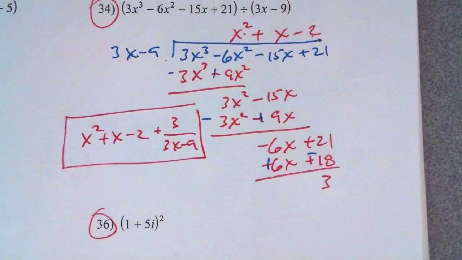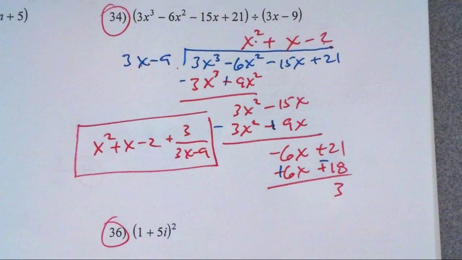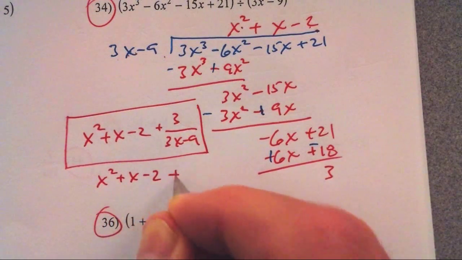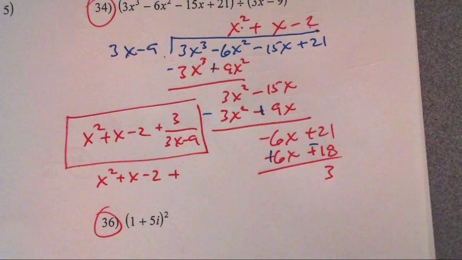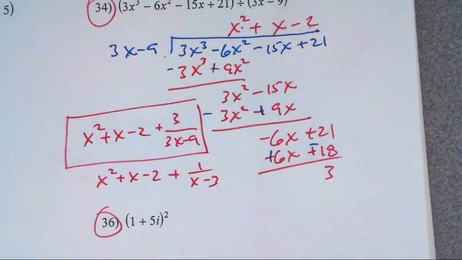New, but not too bad. Agreed? If you need to review through it, we can certainly have time to go through it. All right, so we're definitely going to be, yes? Couldn't you simplify the 3 out of 3x? Oh, that's a good point. X squared plus x minus 2 plus, divide everything by 3. Wonderful. 1 on x minus 3. That is definitely a better answer. Thank you.